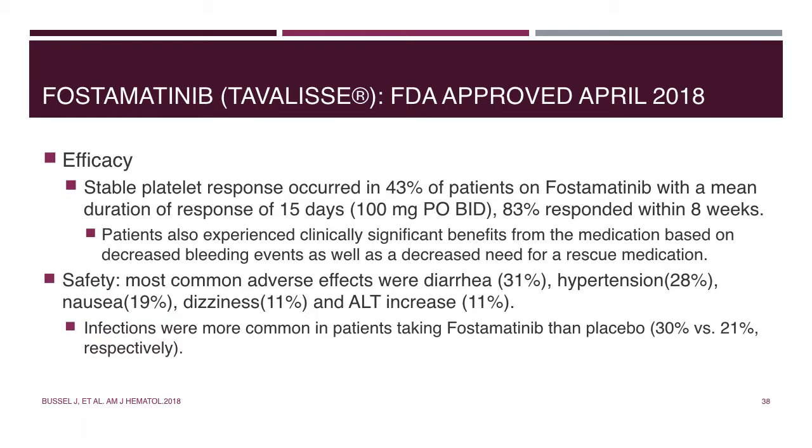For efficacy, they looked at a stable platelet response by week 24, which they defined as a platelet count of greater than 50,000 on at least 4 of the 6 clinic visits, and this occurred in 43% of patients on fostamatinib. Within 15 days, 83% ended up responding within 8 weeks. Patients also experienced clinically significant benefits from this medication based on decreased bleeding events as well as decreased need for rescue medication. For safety, the most common adverse effects were diarrhea, hypertension, nausea, dizziness, as well as ALT increase. Patients on fostamatinib also experienced more infections.